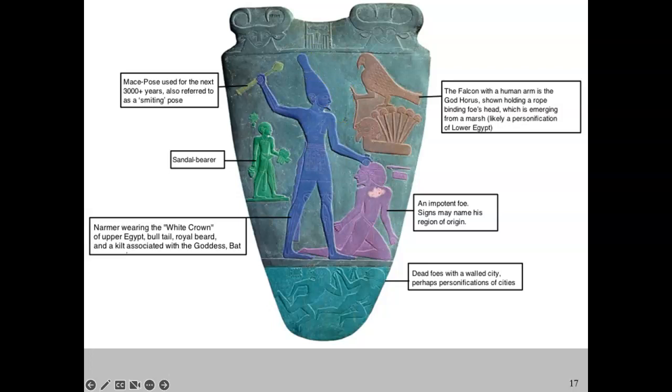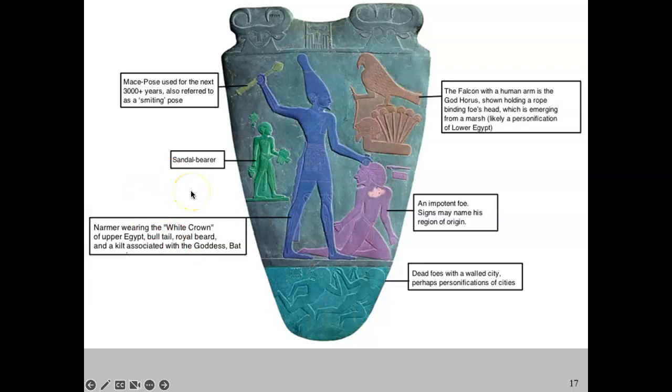He's wearing the white crown of Upper Egypt, and that's this kind of bowling pin shaped, conical crown that we'll see over and over again in Egyptian art. He is holding a mace and is smiting an enemy who is on his knees. This has been identified as an important enemy, possibly a ruler from Lower Egypt, and we have a hieroglyph that identifies him here.